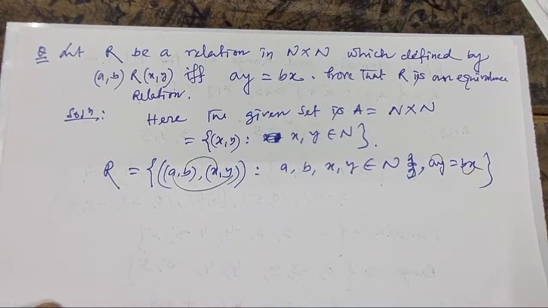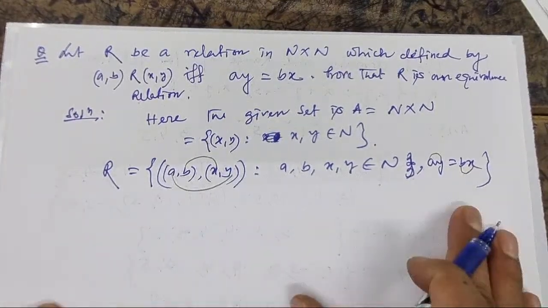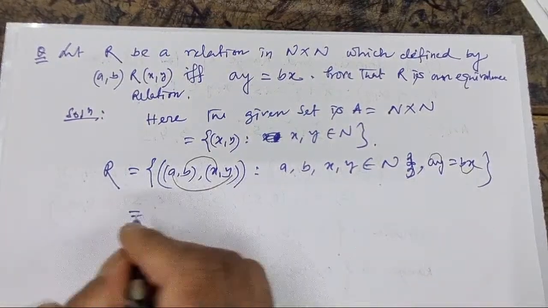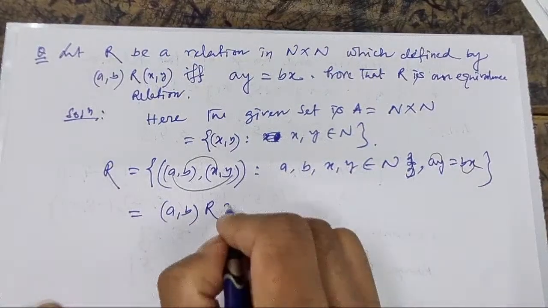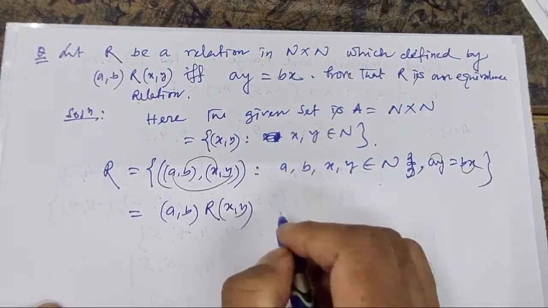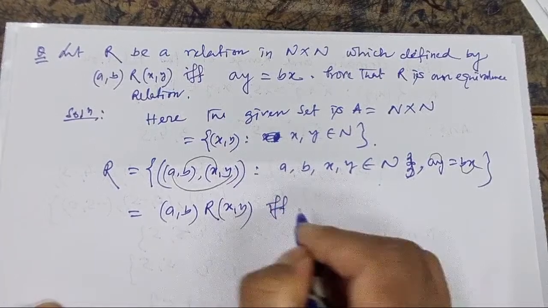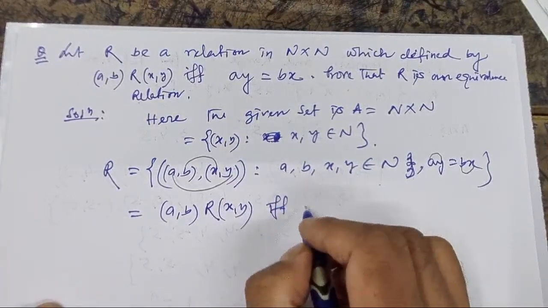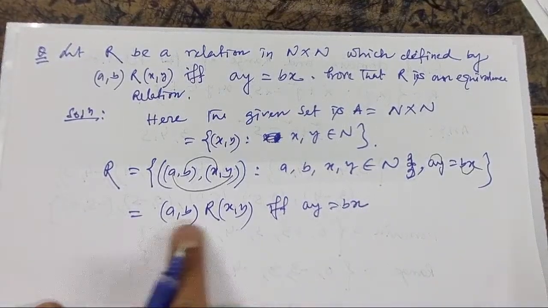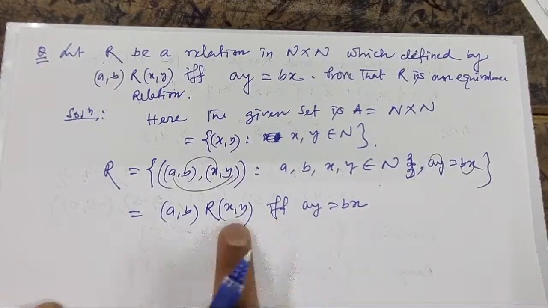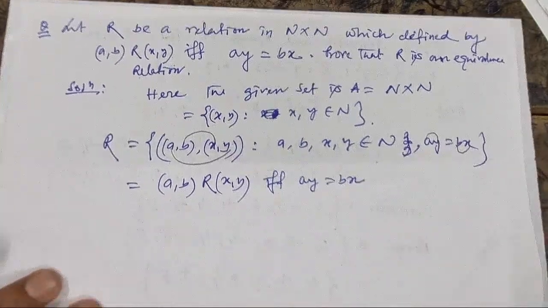Right? Now see, you got the relation, or else you can write it like this also: (a, b) R (x, y) if and only if ay = bx. This process will be easier for you, so I'll take this process because many things are coming here and you may have confusion. So let me show how we are solving.